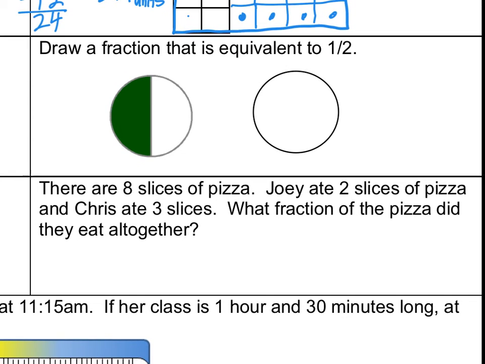Draw a fraction that is equivalent to 1/2. So if we start off by drawing exactly what the other side shows, and then we divide this again, that's still the same amount colored in, isn't it? It's still half of that circle, but this time it's 2 pieces out of 4. So that is equivalent to 1/2.